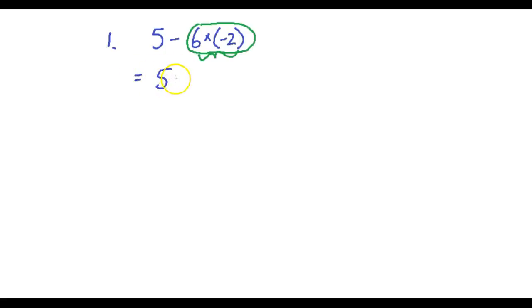So we have 5 minus and negative 12. Now we have two signs together which we can replace with a single sign. And when the signs are the same, we can replace it with a plus. So our problem becomes 5 plus 12, which is equal to 17.